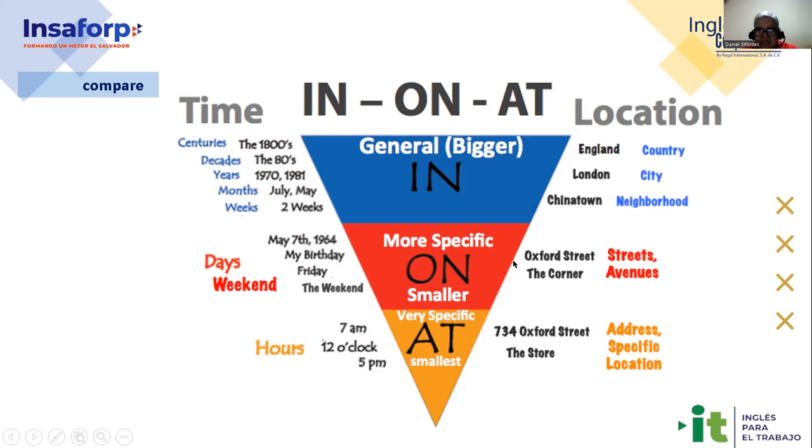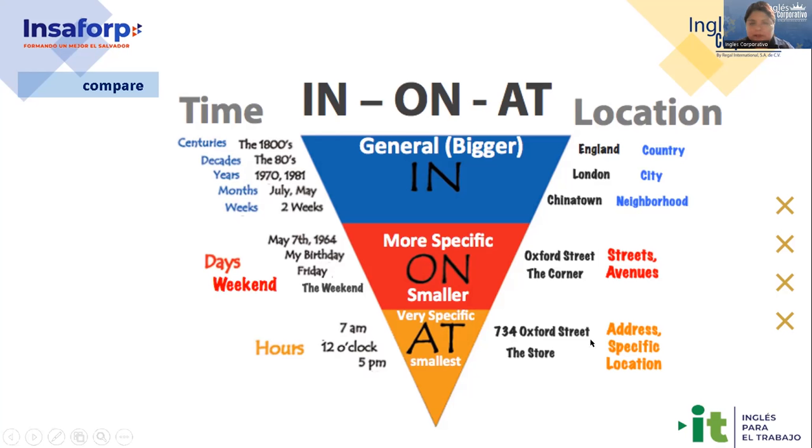Vamos con ubicación. Streets and avenues. Example. On Oxford Street, on the corner. Okay, nice. Now, at, Johnny? Hours. At 7 a.m., at 12 o'clock, at 5 p.m. Okay, and Daniel, help us. Address, specific location. At 734 Oxford Street. Okay, or at the store. At the store, okay. También cuando estamos refiriéndonos a una ubicación en específico, al building, at the store, at the mall, at the supermarket. Nos estamos refiriendo a la ubicación, a dónde está esa tienda, dónde está ese super.